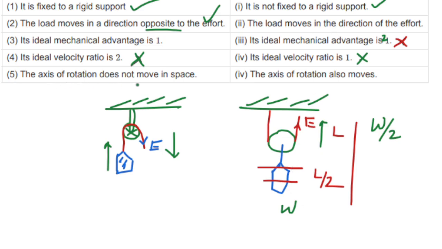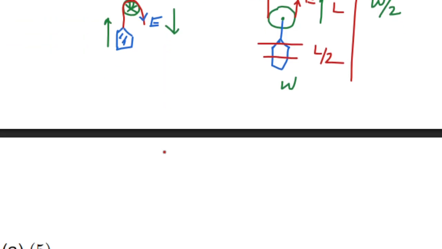The axis of rotation does not move in space. Yes, it is fixed from here. It is attached. That's why it's called fixed. So it will not move. The axis of rotation also moves. Yes, this is the axis of rotation of the pulley. When we are pulling it up, this pulley will also go up. So this axis of rotation also will move. So the wrong options are option 4 and option 3 is also wrong. So 3 and 4 are wrong. So this will be our answer, answer D.